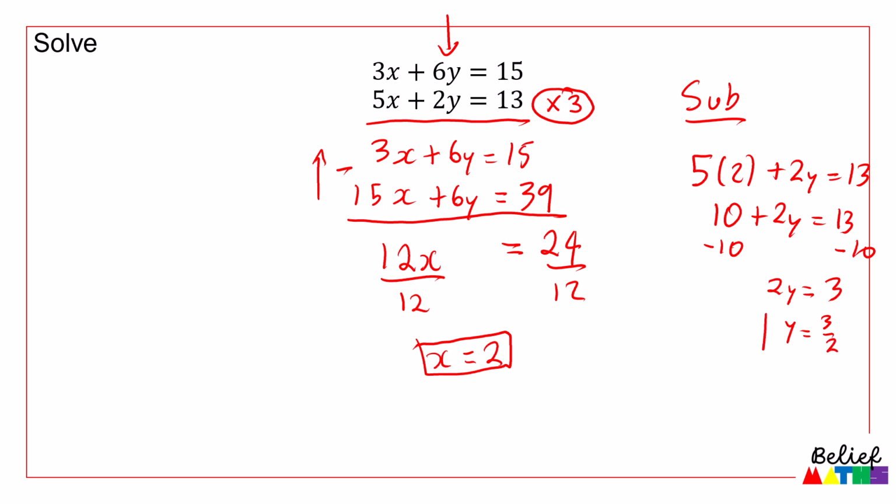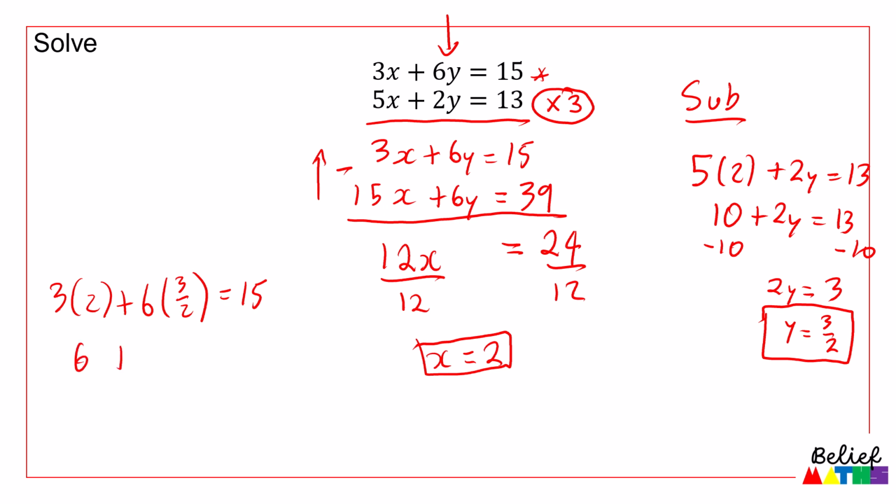Now you can leave that as an improper fraction, or if you prefer, you can convert it to a decimal of 1.5. Again, to check our answers, we substitute into our other equation, so let's sub it back into the first equation. We've got 3 times 2 plus 6 times 3 over 2 equals 15. 3 times 2 is 6 plus 6 times 3 over 2, well 6 divided by 2 is 3. 3 times 3 is 9. And we can see that 15 is 6 plus 9. So 6 plus 9 is 15, so we know that we're correct.